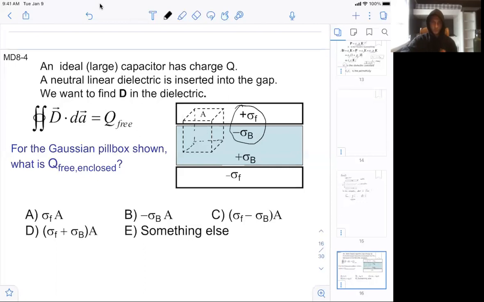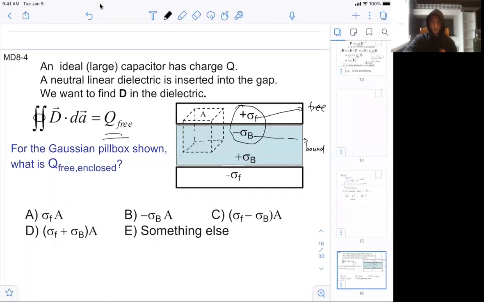Both of these are included in your Gaussian surface, but we only want the free charge. Which one of these is the free charge? Sigma F. So sigma F means free, right? What does this B mean? Bound. So if it's bound, then it's not free. So sigma B is a bound charge, does not come into the picture, right? You only care about the free charge.